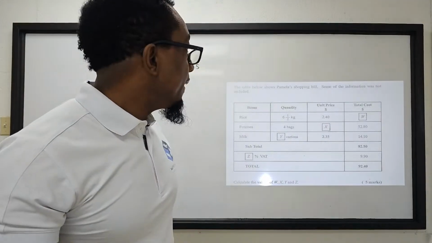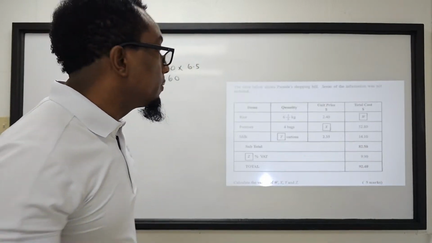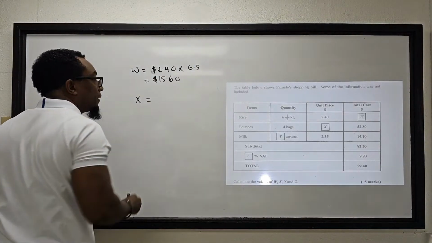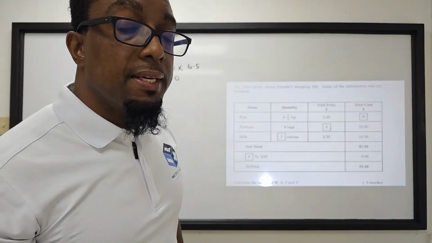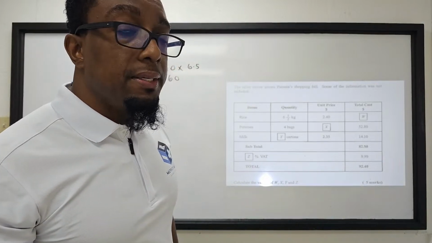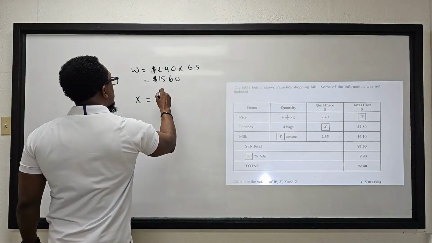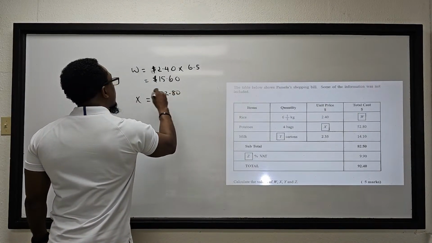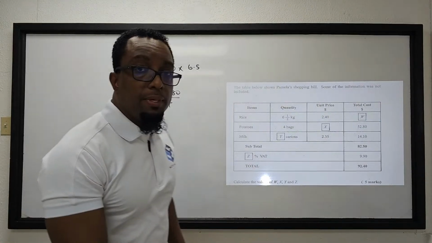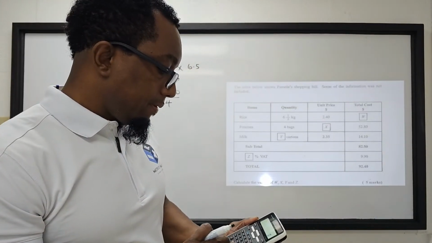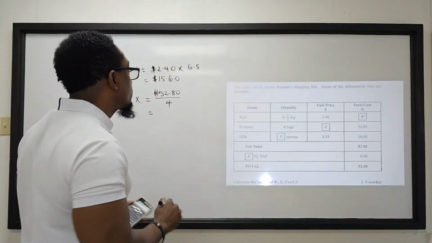For us to determine X, which represents the unit price of your potatoes, you have 4 bags of potato and the total cost is $52.80. So therefore the unit price, the cost of 1 bag of potatoes, will be to divide $52.80 by 4 bags, and that will give us a unit price of $13.20.